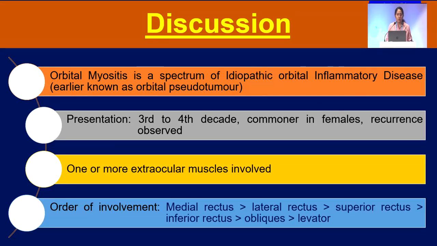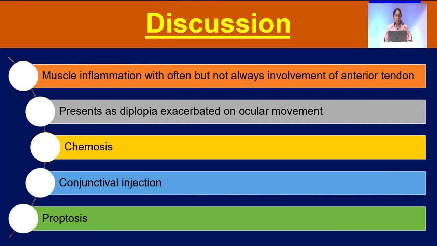Coming to the discussion, orbital myositis is a spectrum of idiopathic orbital inflammatory disease, earlier known as orbital pseudotumor. Generally presents in the 3rd to 4th decade, common in females, and recurrence is observed. One or more extraocular muscles are involved. Order of involvement: medial, followed by lateral rectus, then superior and inferior, followed by obliques and levator. The muscle inflammation often, but not always, involves the anterior tendon. It presents as diplopia exacerbated on ocular movement. There may be chemosis, conjunctival injection, and proptosis.